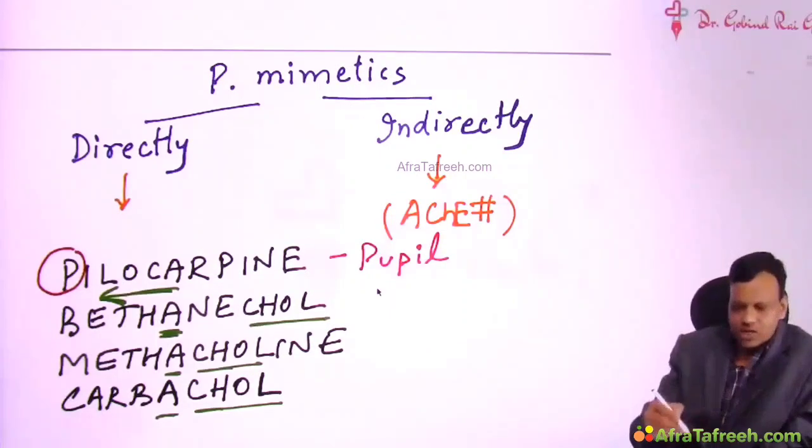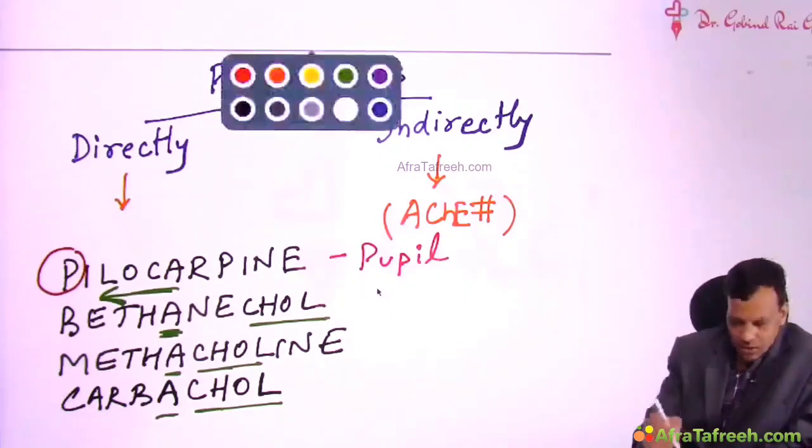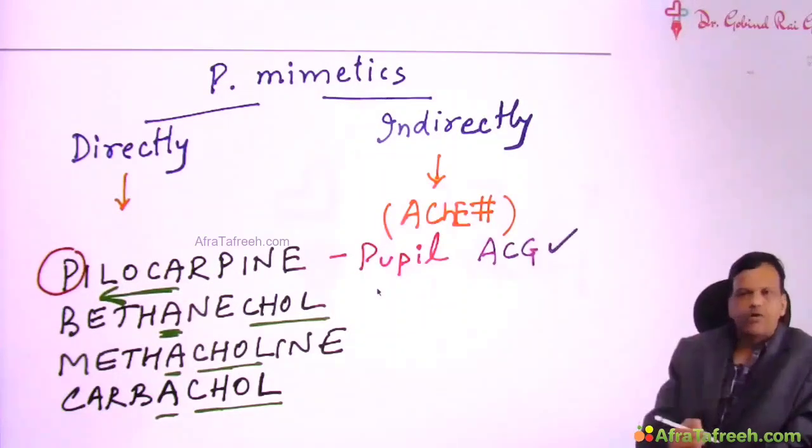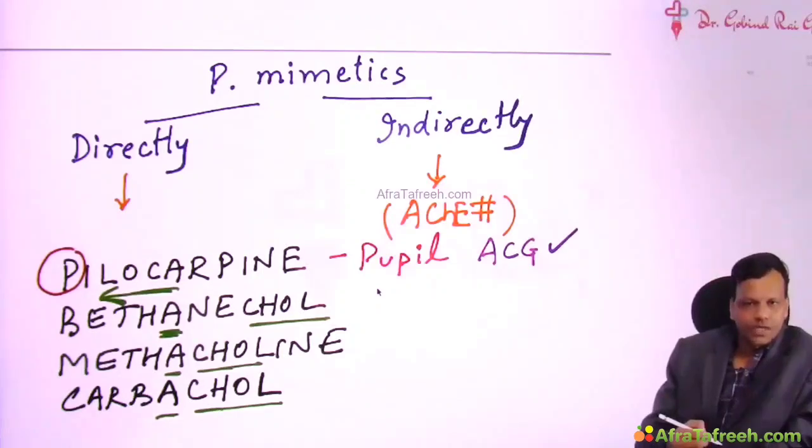And miosis is required for which condition? Miosis is required for angle closure glaucoma. So pilocarpine is used in closed angle glaucoma or angle closure glaucoma.